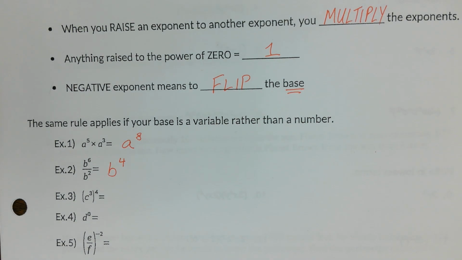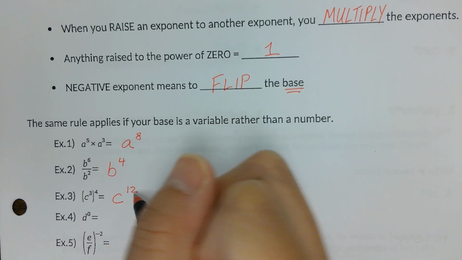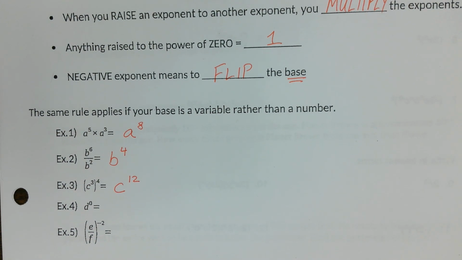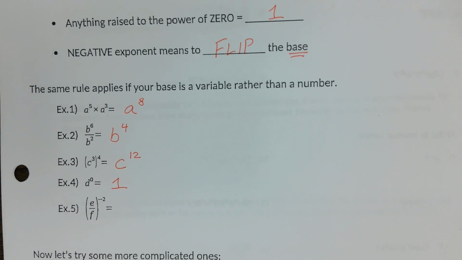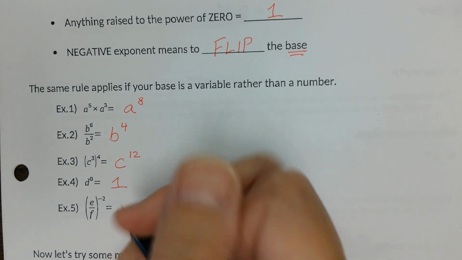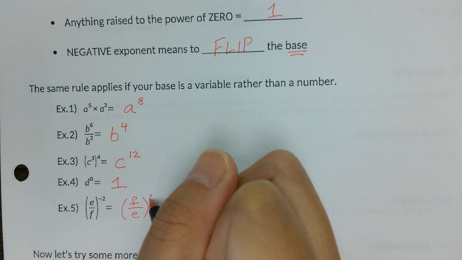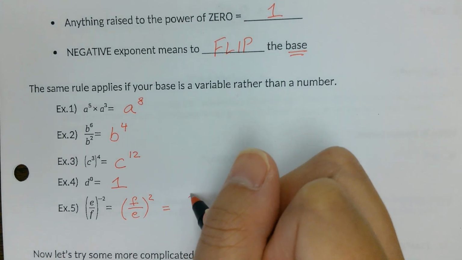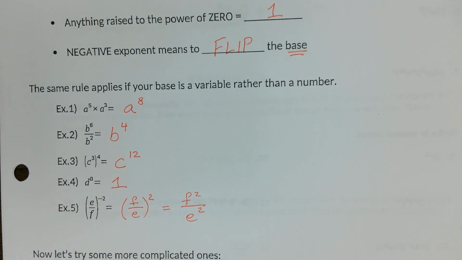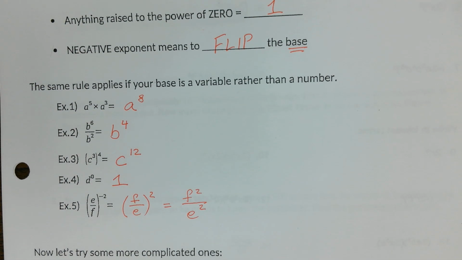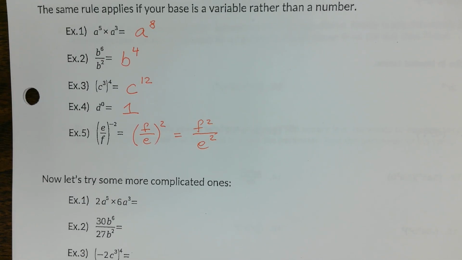I have an exponent raised to another exponent. C to the 12th. D to the power 0. And then E over F to the exponent -2. Good job. Okay, so F over E, don't forget the square. So now then it's F squared over E squared. Okay, notice I did A, B, C, D, E, F. Okay, so far so good?